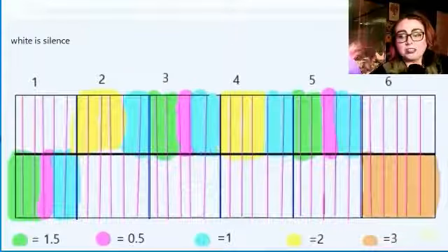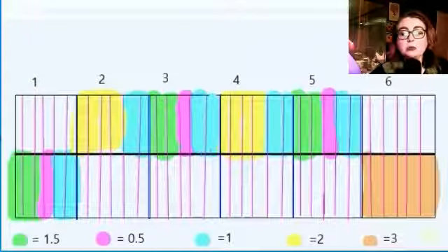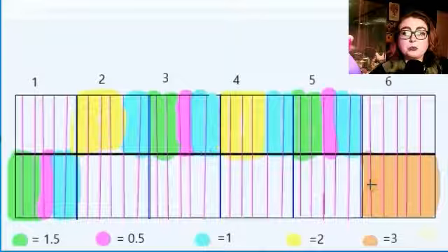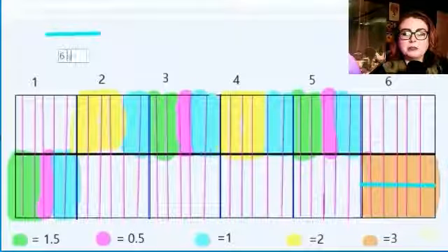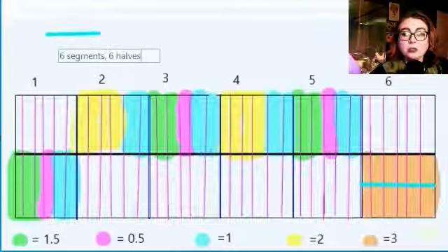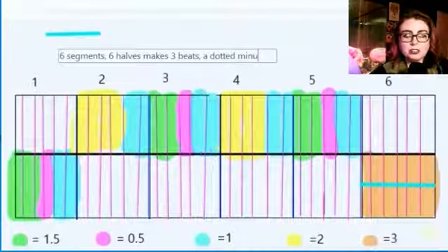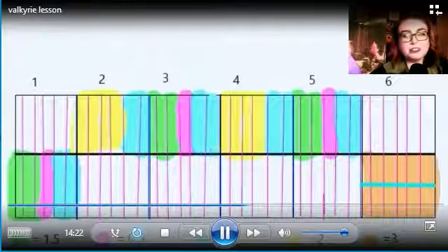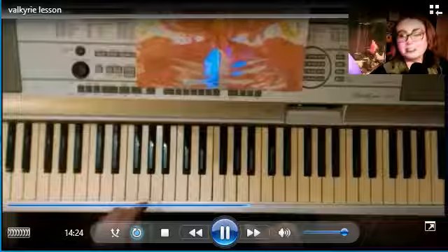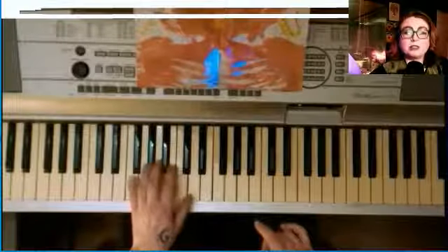Oh, and the very last, I see I've got 6 segments, that would be 3 whole beats, which is a dotted minim. A minim is 2 beats. A dot adds on half. Half of 2 is 1. So the 2 you had plus the 1 is 3. 3 beats, 6 half beats. 1, 2, 3, 4, 5, 6.